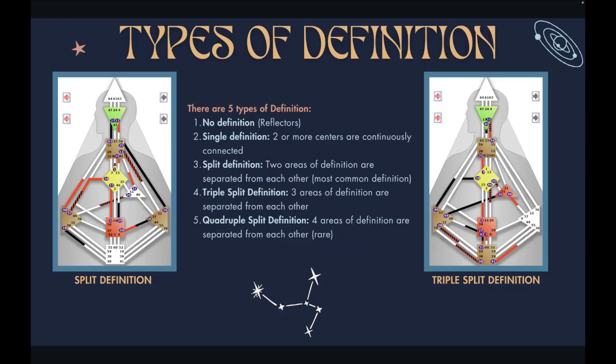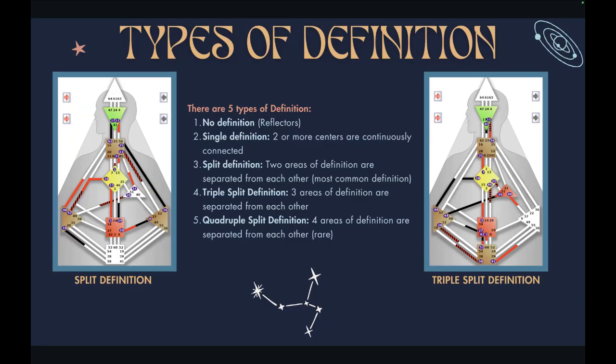This is not split definition. This is a mistake. This is single definition. I don't know why it says split. So we have all these centers that are connecting and flowing together, right? We have a channel here, a channel here, a channel here, a channel here, and a channel here. So all of these centers are flowing together. That's what we call single definition. Just ignore this here. They are continuously connected.